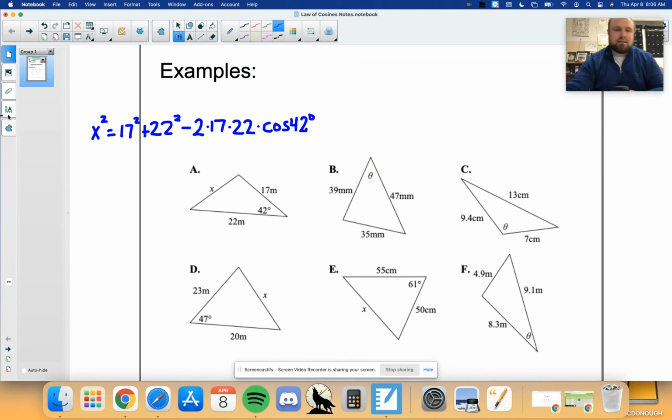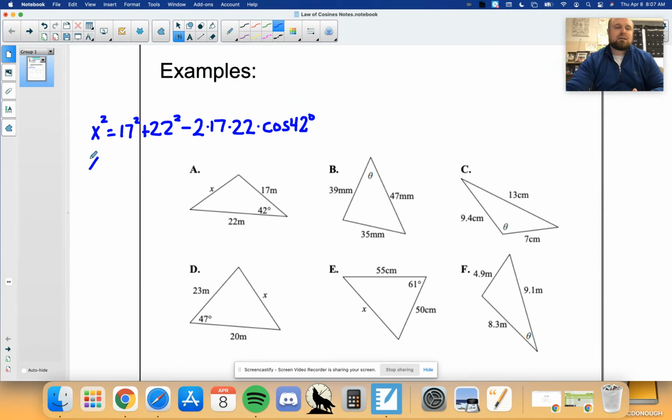Now, what I'm going to do is grab my calculator and type it in exactly like I see it right here. I'm going to start with just a cleared screen, a blank screen, and take 17 squared plus 22 squared. So I just typed that in. So 17 squared plus 22 squared minus 2 times 17 times 22 times the cosine of 42. I typed it in exactly like I see it right here, step by step, number by number.